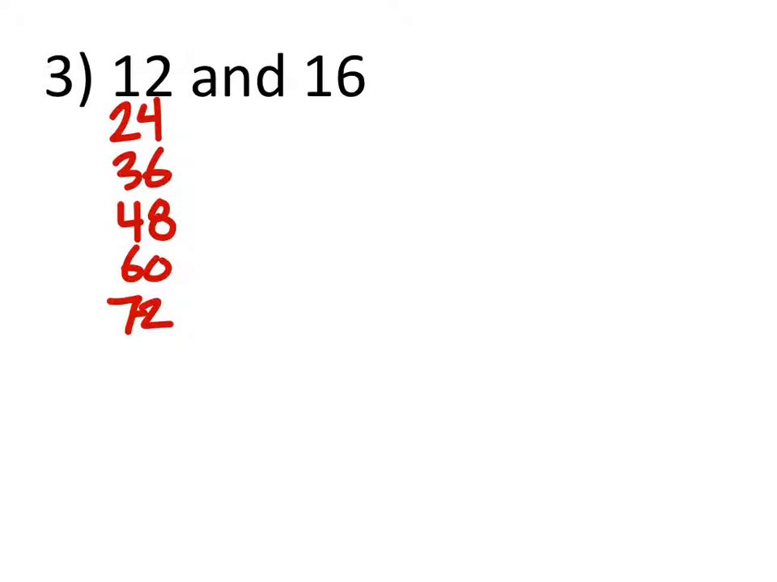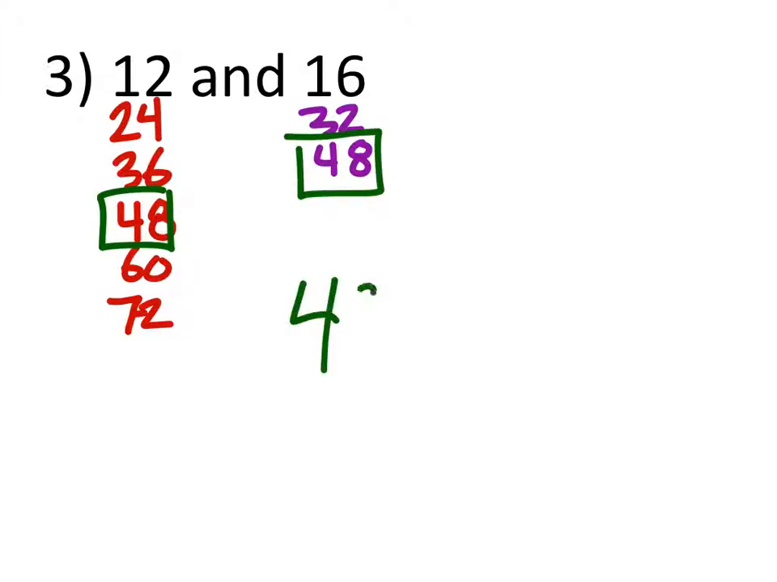Okay. So 16 plus 16 is 32. Plus another 16 is 48. Bam, nailed it. So the 48 is common between the two, and it's the least. So our least common multiple is 48.